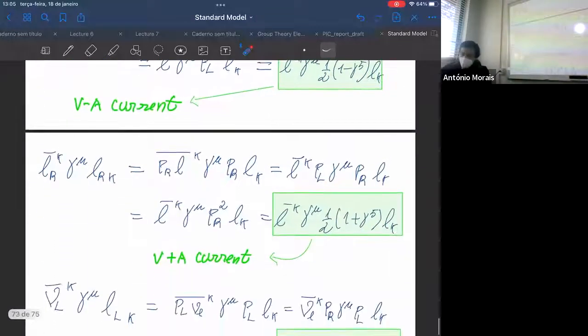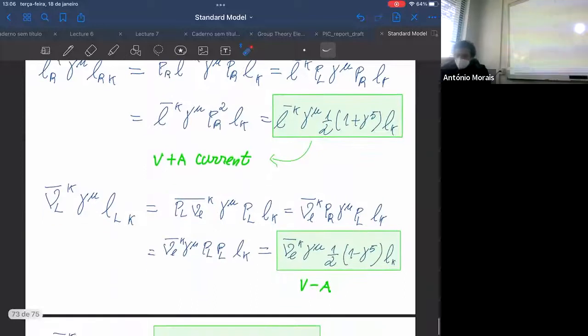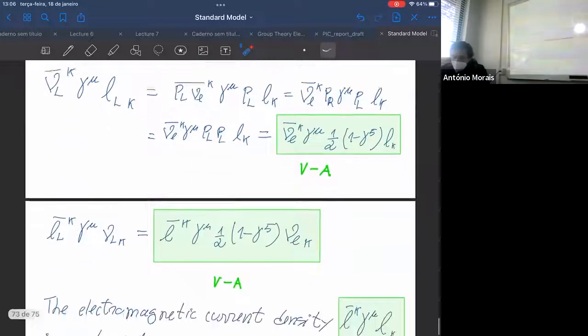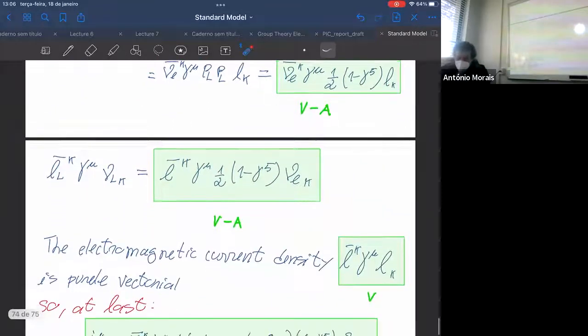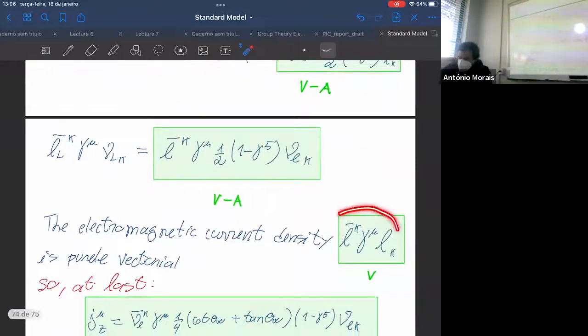You can do the same for the right-handed part, but the right-handed part picks up a plus, and it's a vector plus axial current. And when you have a neutrino and electron, it's again V minus A. I'm scrolling quickly because this is the same thing. And the electromagnetic current at last: you don't have gamma 5s in the game, so it's simply a vector current.